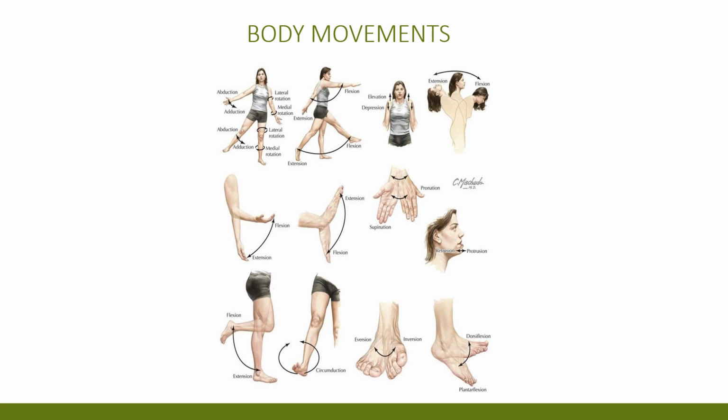When you look, let's not worry about inversion or eversion yet or circumduction there in the bottom. Let's go up the second row in the middle. You have flexion and extension of the wrist, flexion and extension of the arm at the elbow, and straight up all the way to the top, flexion and extension of the shoulder.